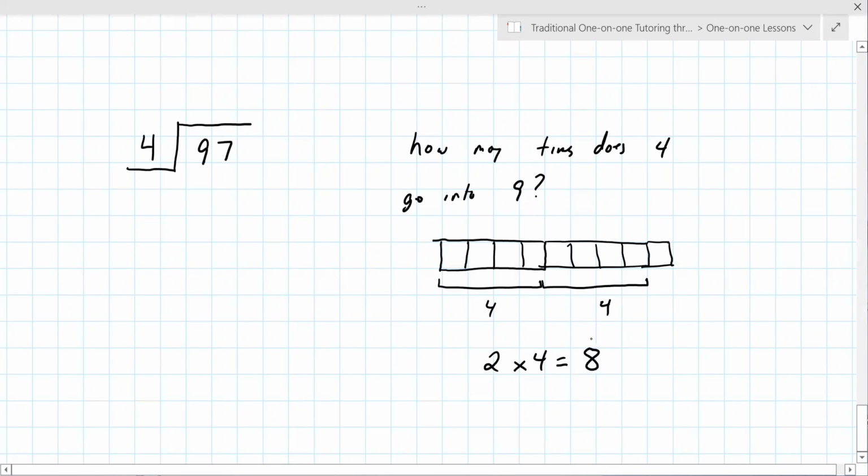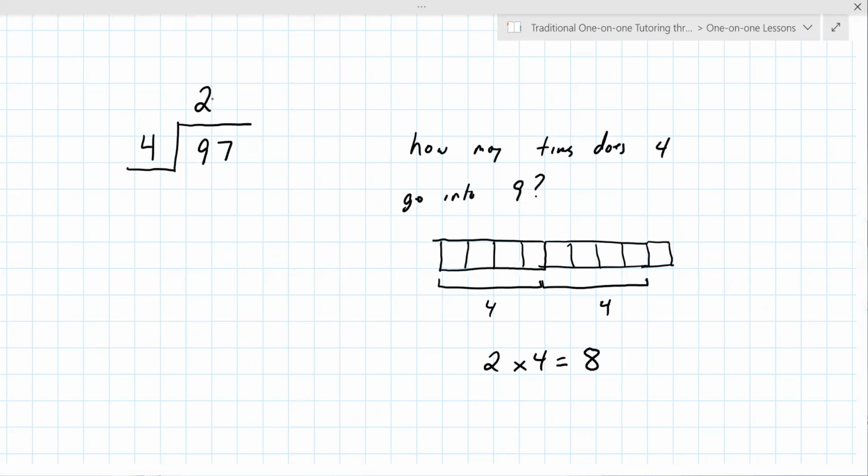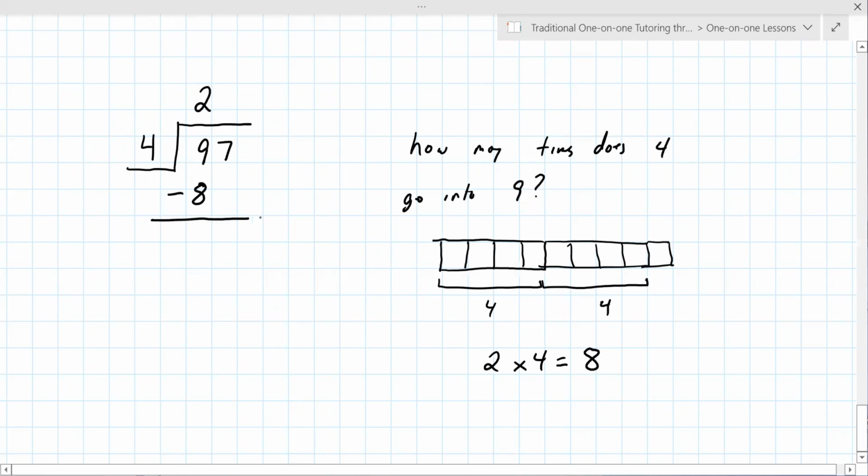So 2 times 4 is 8. So the 2 goes up above the 9. The number of times that 4 goes into 9 is 2. The 2 goes above the 9. 2 times 4 is 8. And then you subtract. What is 9 minus 8? 1. And then you bring this 17 down.